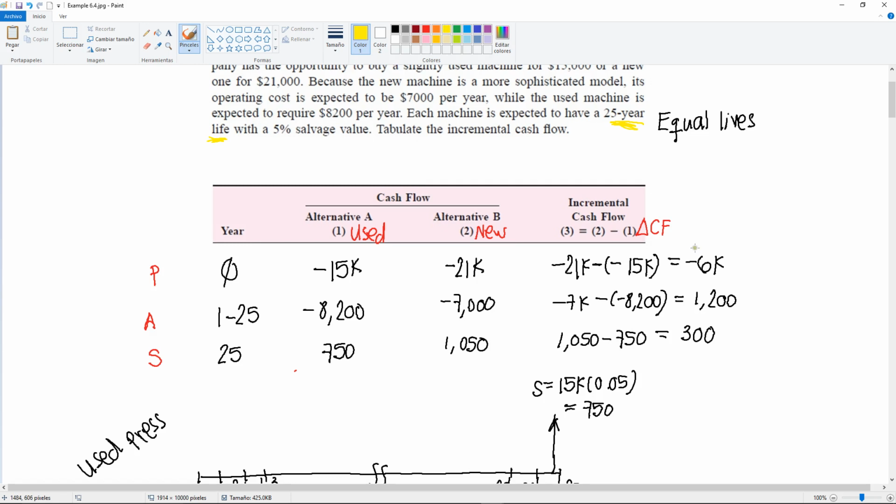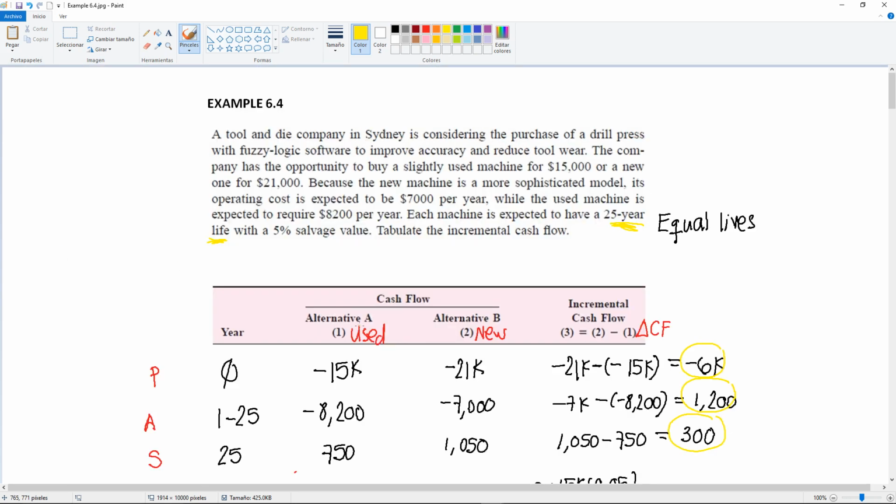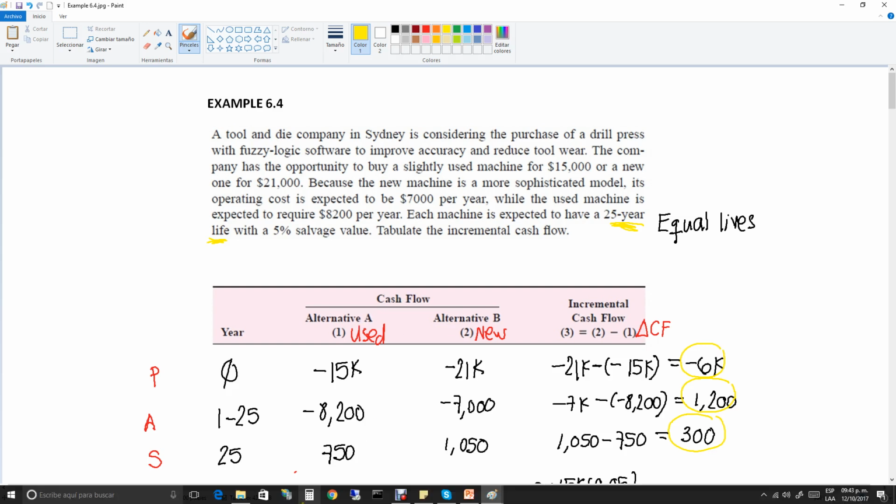Now these three numbers that you see here are going to be the answers for your incremental cash flow table. So these numbers, we're going to be using them for our next step. Okay, so that's example 6.4. Now before we jump into the next step, we're going to be learning another way to fill out this table. So let's go to example 6.5.